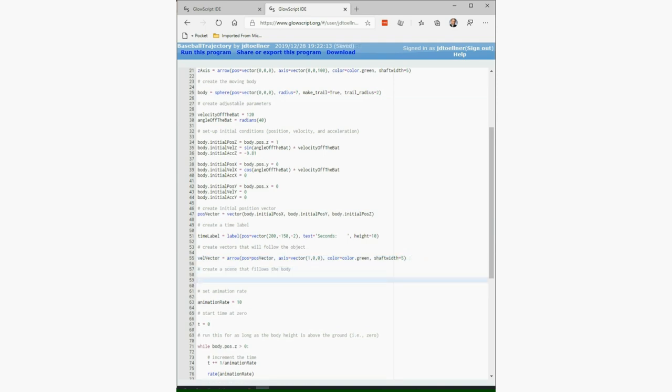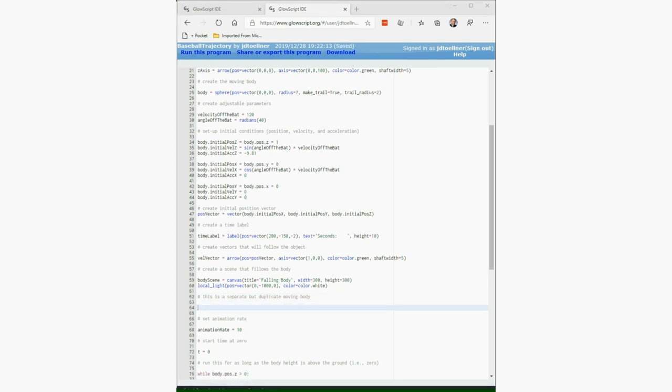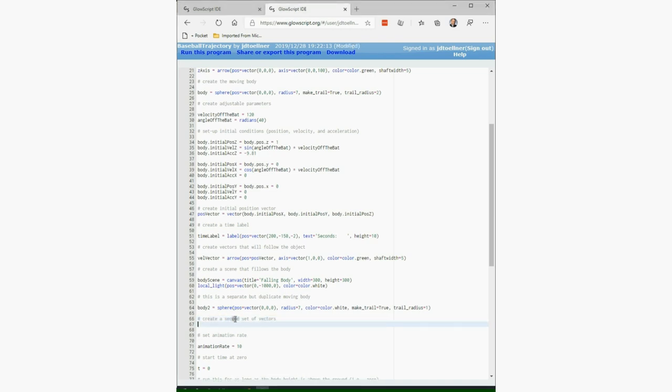What I'm going to do here is create another scene. And this will be a separate but duplicate moving body. And this is body two. And I'll create a second set of vectors. There's only one vector for now, but in a minute I'll add some more. So here's the second velocity vector.